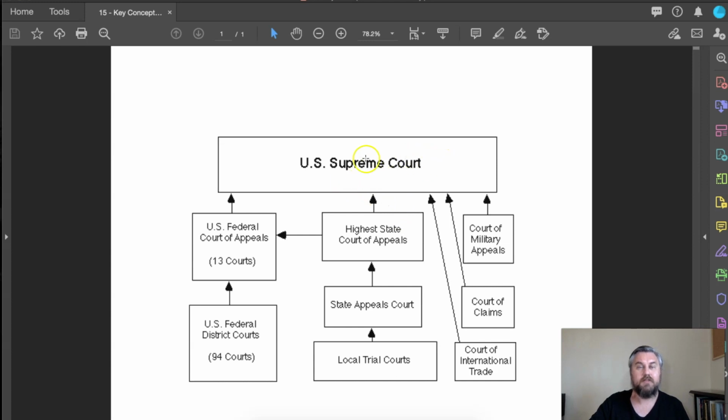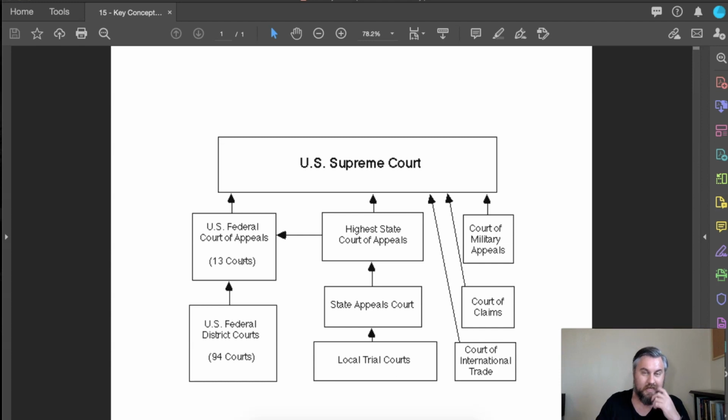So we have the highest court in the nation, the U.S. Supreme Court. It's the only one that's created by the Constitution, but underneath it are subordinate courts. On the federal side, the next level down are the courts of appeals, or the circuit courts. There are 13 of these, and they are organized geographically. So the circuits are based around states.